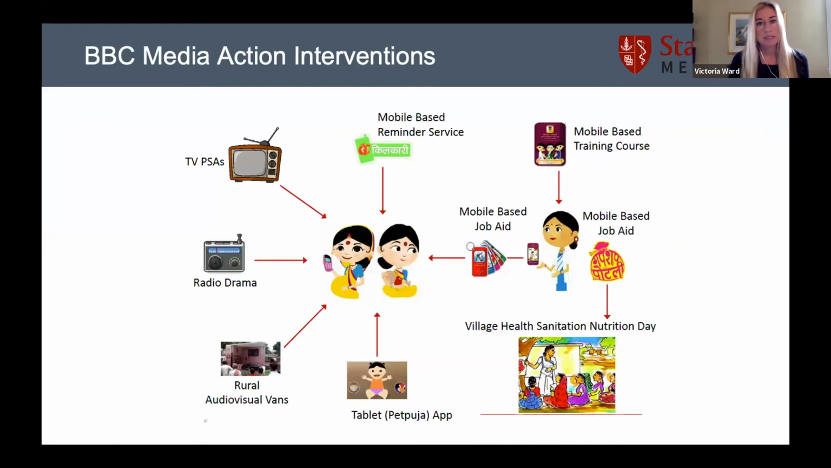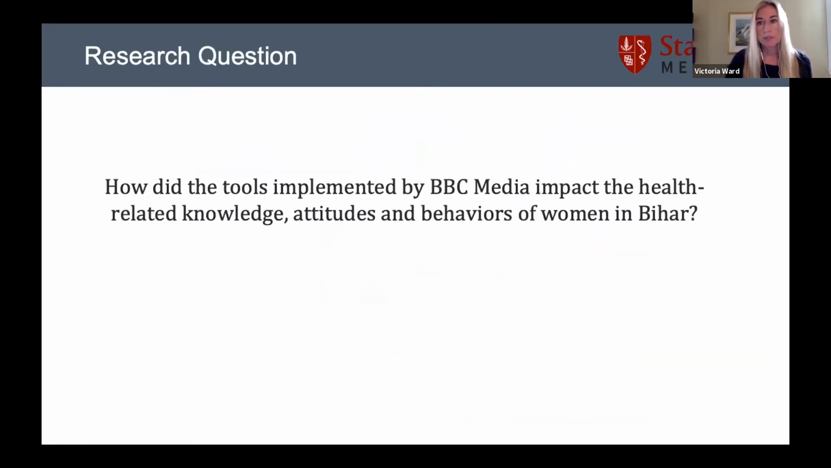BBC implemented a 360-degree health messaging campaign. So on the left side, you see their multimedia activities, so TV, radio, rural theater, to really drive cultural uptake of these healthy behaviors. And then on the right side, you see the mobile health or mHealth job aids that were really to improve facilitation of communication between frontline workers and the women with whom they were speaking. And those are the tools that I'm going to be talking about today. So our research question in evaluating the use and benefit of these tools is, how do these tools implemented by BBC Media Action improve the health-related knowledge, attitudes, and behaviors of women in Bihar?